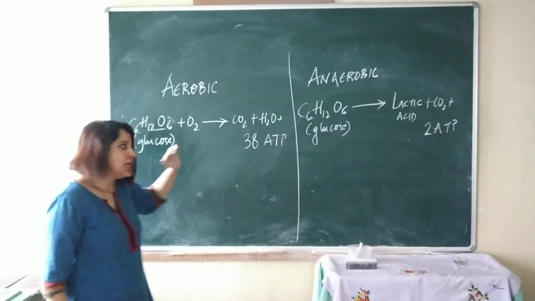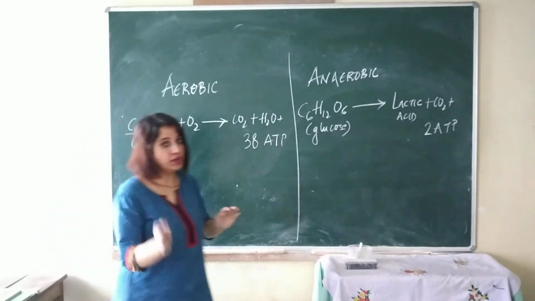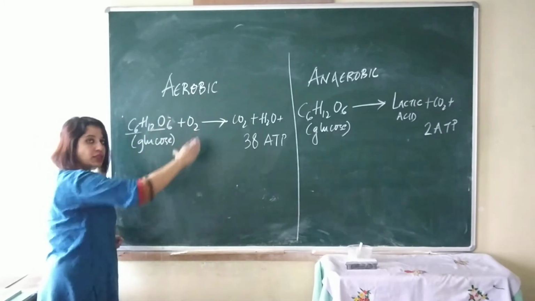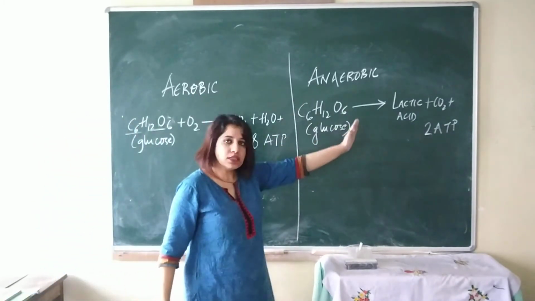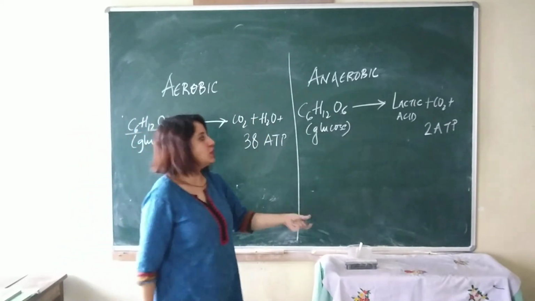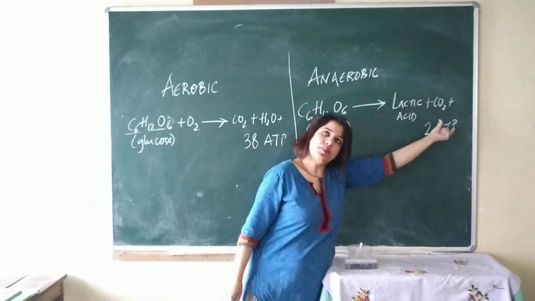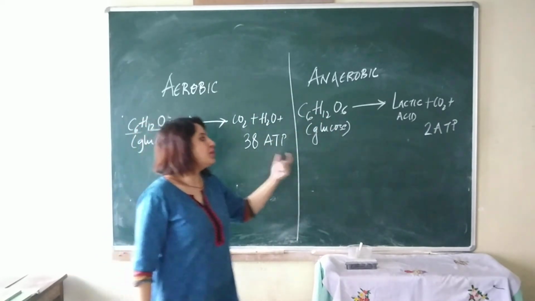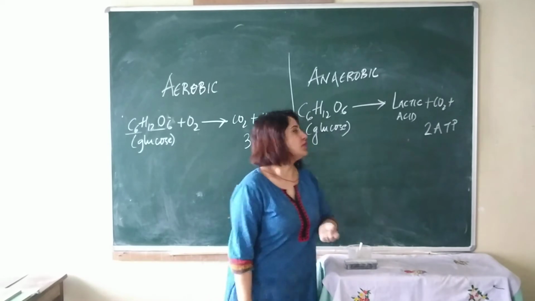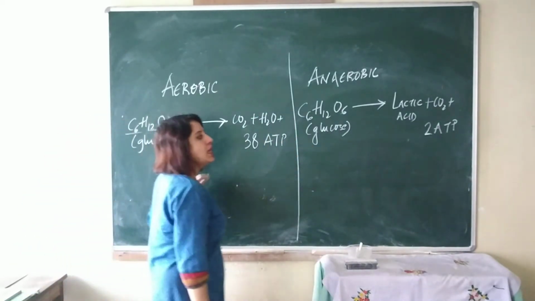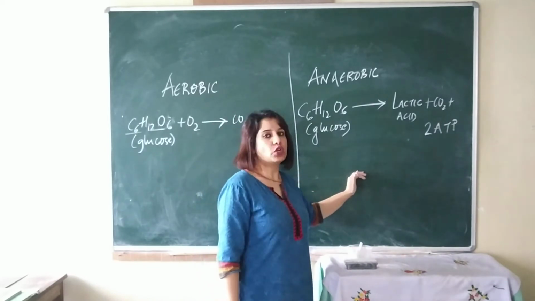Complete breakdown, incomplete breakdown. So let's do it again. Aerobic respiration occurs in the presence of oxygen, anaerobic occurs in the absence of oxygen. Carbon dioxide and water is produced. Lactic acid and carbon dioxide is produced. 38 molecules of ATP are produced. 2 molecules of ATP are produced. Complete breakdown of glucose, incomplete breakdown of glucose.